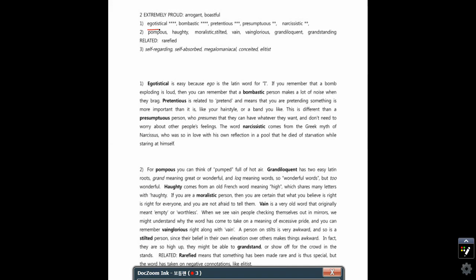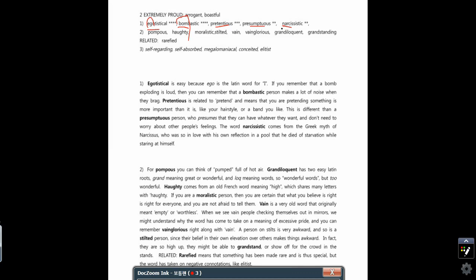But we'll just keep going there. Bombastic, we have bomb. Ego at the beginning of egotistical has to do with, like Freud, and the ego is the self. So egotistical is self-istical, and you believe that you're the best. Bombastic is easy to remember because it's like a bomb, and a bomb going off means that you're drawing a lot of attention to yourself. We talked about pretentious and presumptuous, and narcissistic comes from an ancient Greek myth.